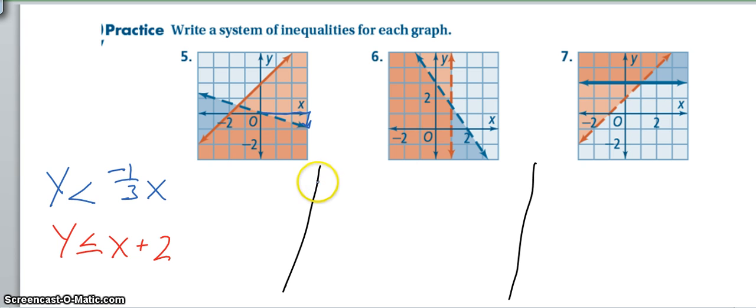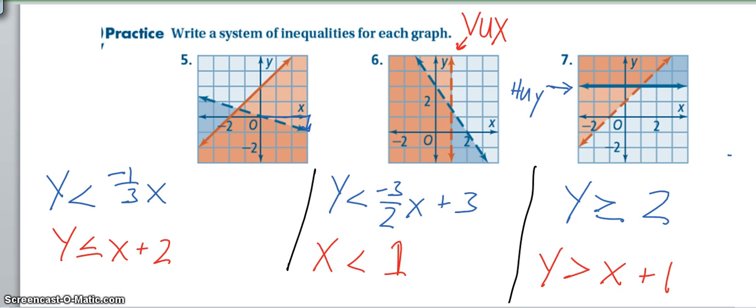Pause the video and do 6 and 7. If you've not done them yet, please pause and make sure that you're able to do this on your own. So here are the other systems of inequalities for 6 and 7.